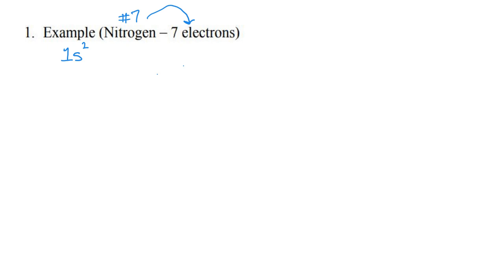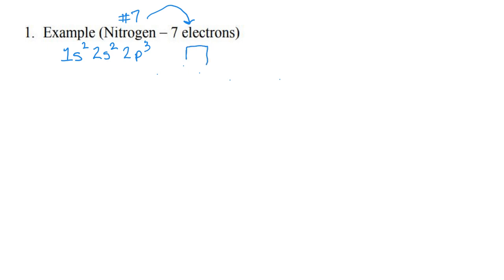and show 1s2. The next energy level that starts to fill up is 2s, and s can hold 2 electrons. So that's 2. Now together, that's only 4 electrons, so I need to keep going. The next one that's going to fill up is 2p. P has 3 orbitals, and it can hold 2 electrons in each orbital for a total of 6 electrons. But I already have 4 that are listed in my electron configuration, so I only need 3 more electrons to give me my total of 7 electrons. So this is my electron configuration for nitrogen, and the way we would say that would be 1s2, 2s2, 2p3.